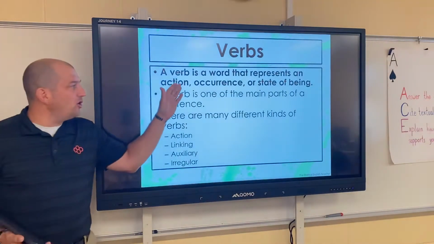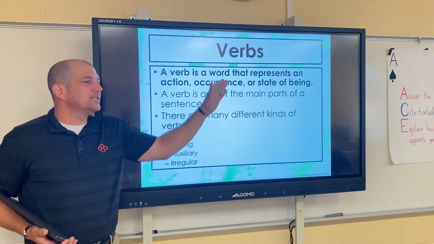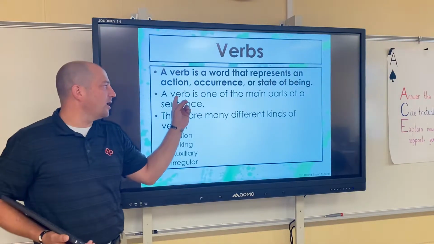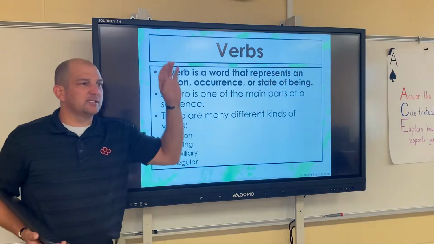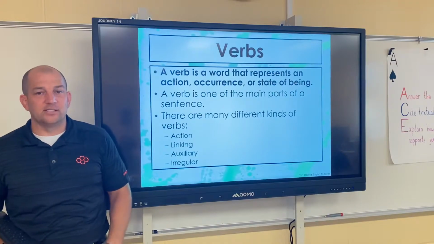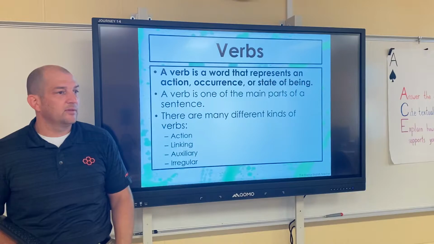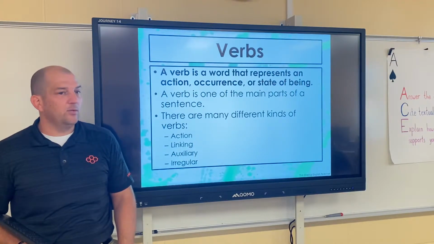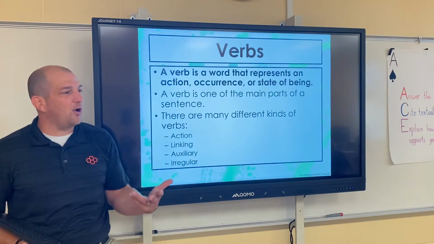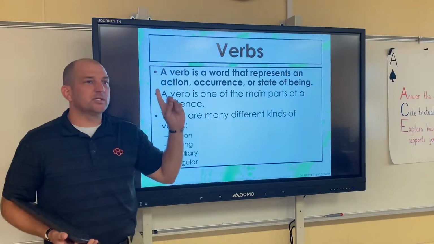So, a verb is a word that represents an action, an occurrence, or a state of being. Don't worry about writing this part, but I will ask this question. A verb is one of the main parts of a sentence. What is the other main part of a sentence? Anyone want to raise their hand? Subject or the noun. Okay? A verb is an important part, but so is the subject.